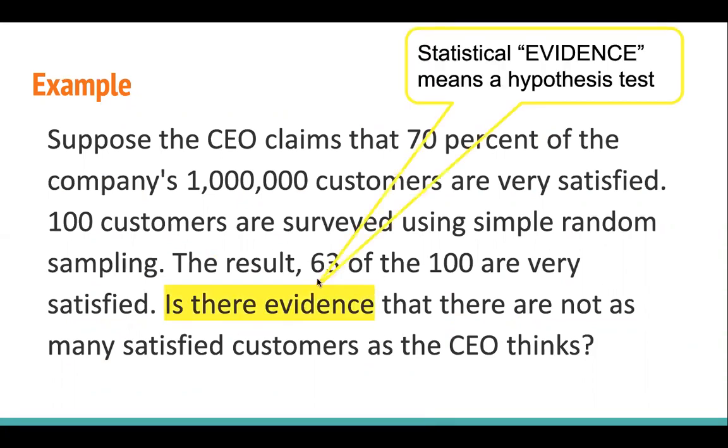Okay, so the first clue I'm going to highlight here in the question is, is there evidence? Statistical evidence means a hypothesis test. And whenever you're asked this, even if it's followed by just open space, you are required to do all 4 steps of a hypothesis test. So the state, plan, do, conclude.